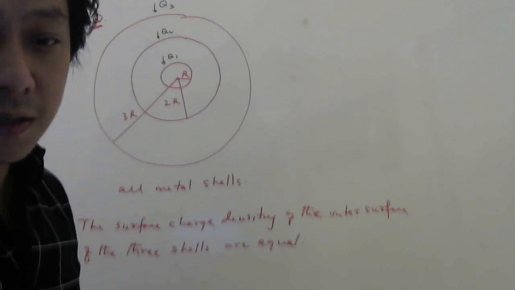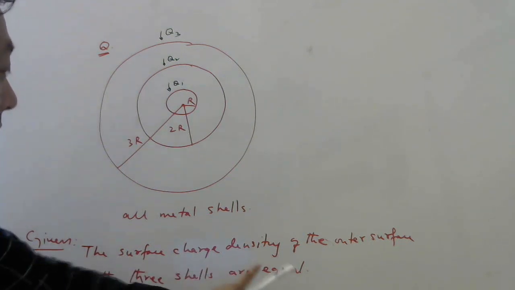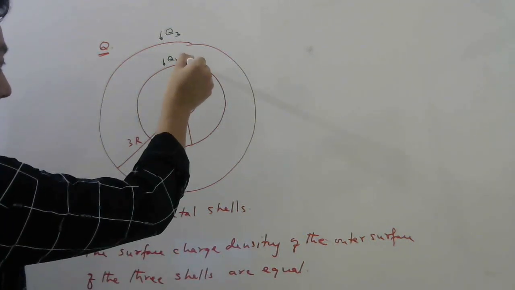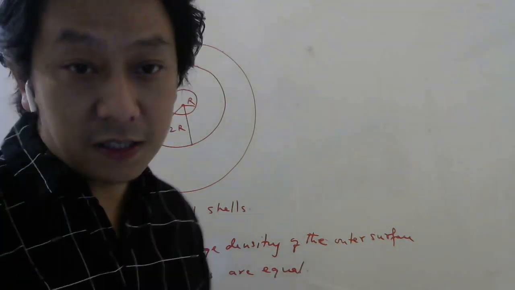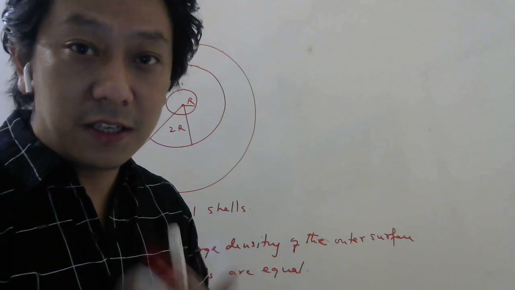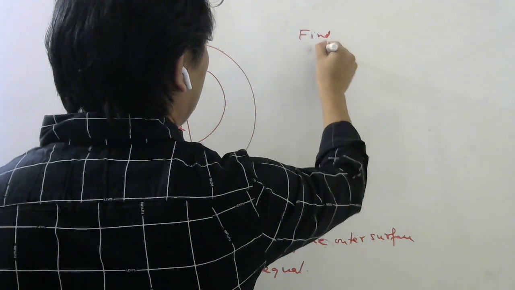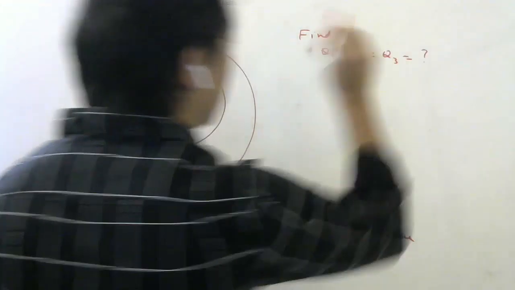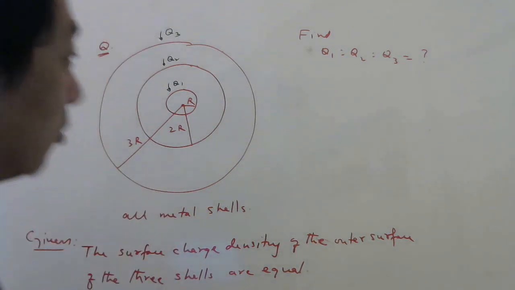Let me slightly bend this down. Okay. So the surface charge density of the outer surface, this outer surface, this outer surface, and this outer surface, there they are saying the charge density are equal. So you have to find the ratio Q1 is to Q2 is to Q3. So this we have to do. Okay, so let us see how we will solve this question.